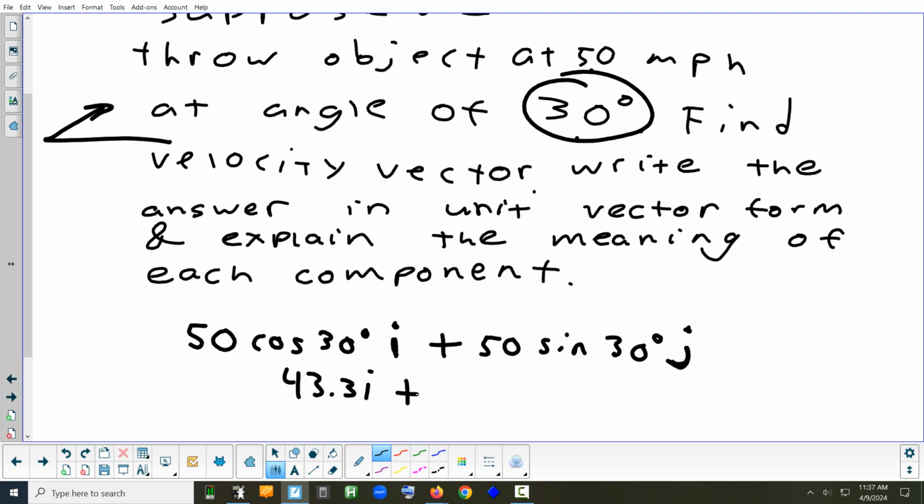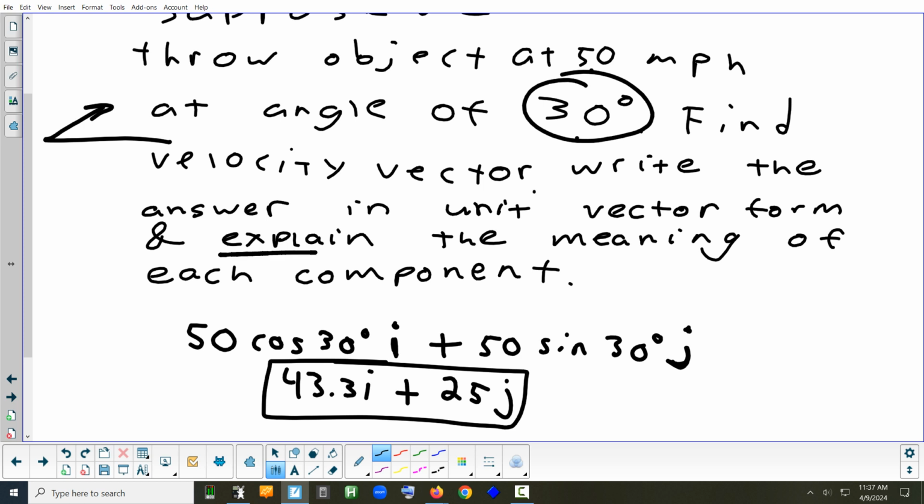And what's the sine of 30? That comes out to a nice number. What's the y value for the coordinate for 30 degrees? Yeah, it's 1/2. And what's half of 50? 25. So that's your velocity vector. Now it says explain the meaning of each component.